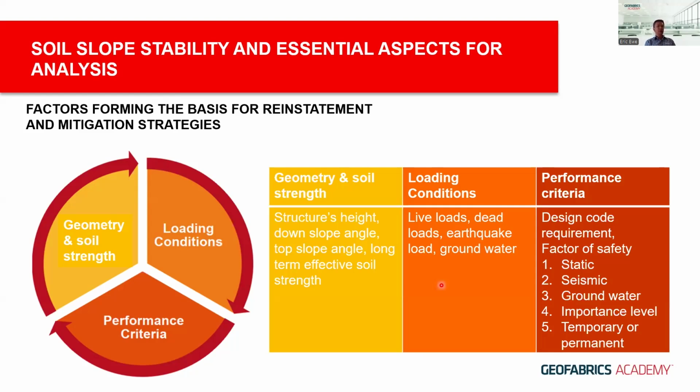Before we start to identify the types of strategies, these are the essential properties we need to be collecting or aware of. So they are the geometry and soil strengths, i.e. the height of the slopes, downslope angles, top slope angles, long-term effective soil strength, loading conditions like live load, dead loads, earthquake, groundwater. And then the last one, performance criteria.